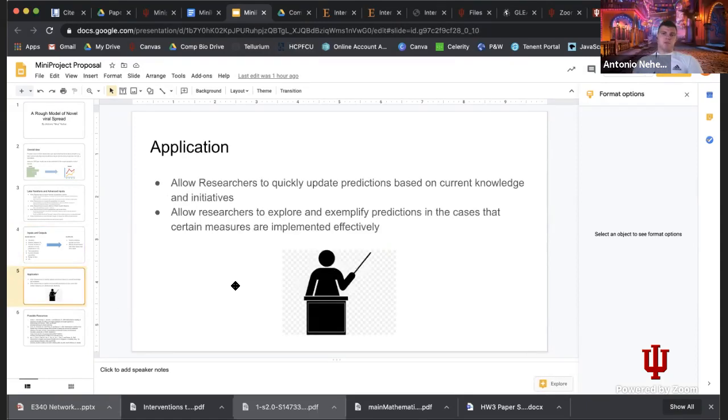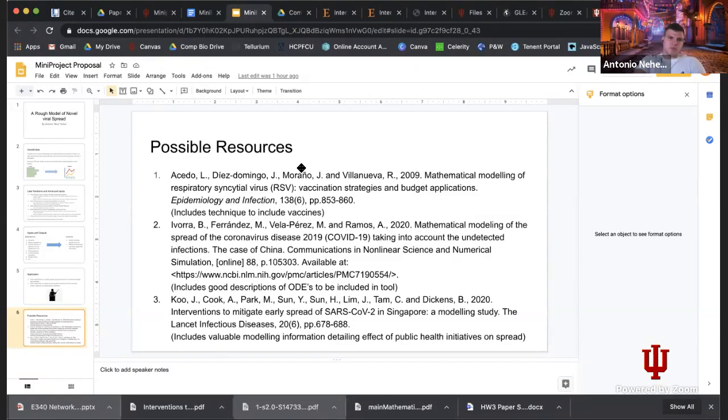And I think it'd be really interesting to use this tool so researchers can roughly and quickly input what values they know and see what pops up, see how it's looking, see how it's improving. And if they just wanted to theoretically test predictions and scenarios, they could exemplify those predictions to others and say, here's what happens when you mask, here's what happens if we had a vaccine of X effectiveness, and so on. Here are some possible resources that I've found.